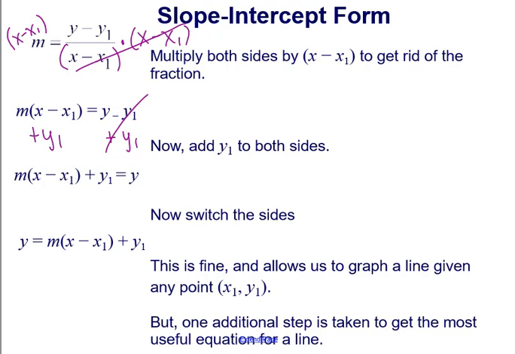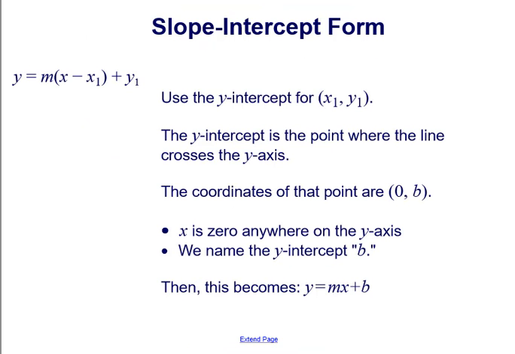And this is fine and allows us to graph a line given any point x1 and y1. But one additional step is taken to get the most useful equation for a line. So if we use specifically the y-intercept for x1, y1, then the y-intercept is the point where the line crosses the y-axis, and we'll have the coordinates of 0, b. So that means x is 0 anywhere on the y-axis, so that's just a fact. So it's the definition of our y-intercept, and we're just naming the y-intercept y value b.